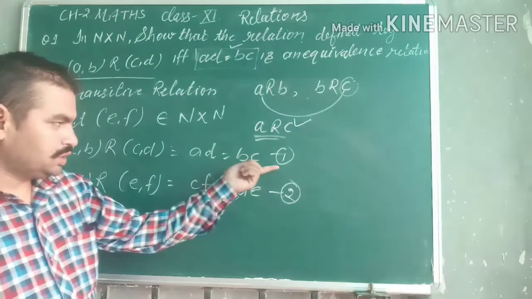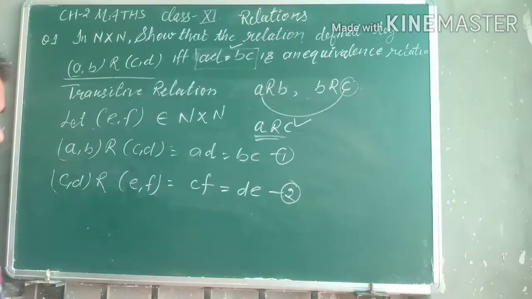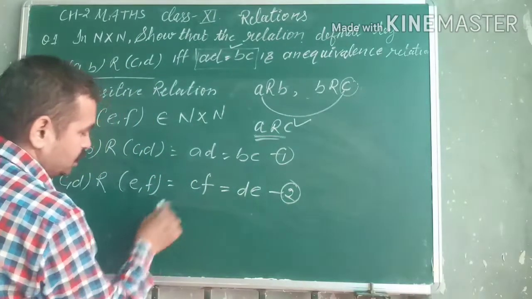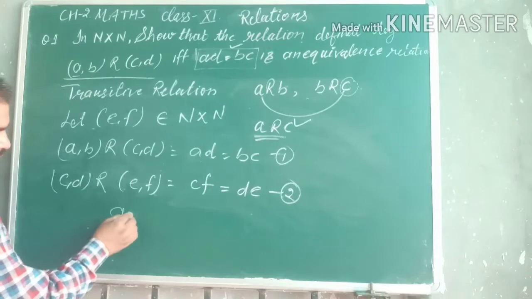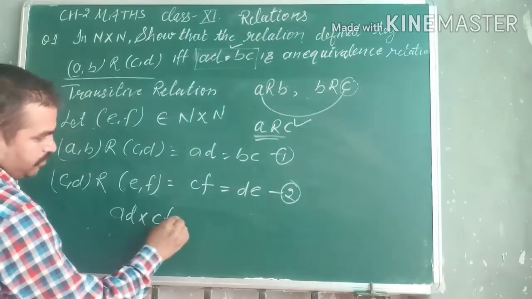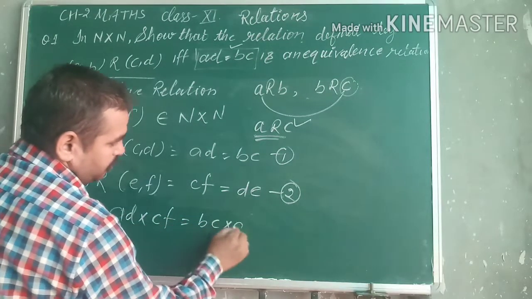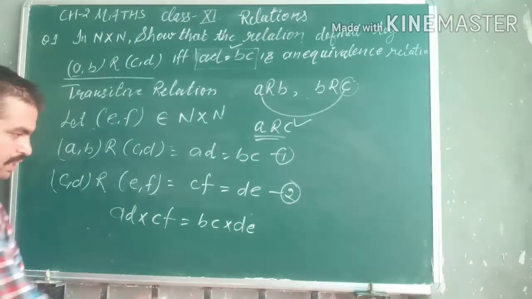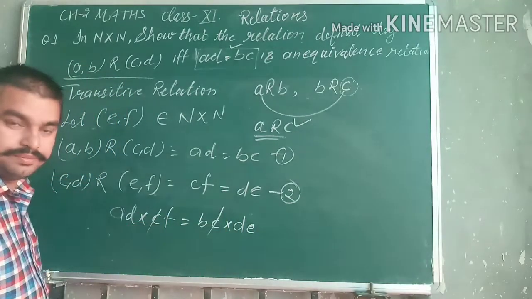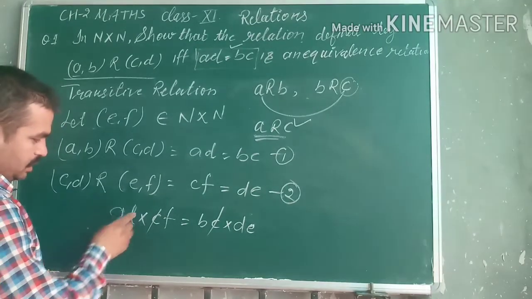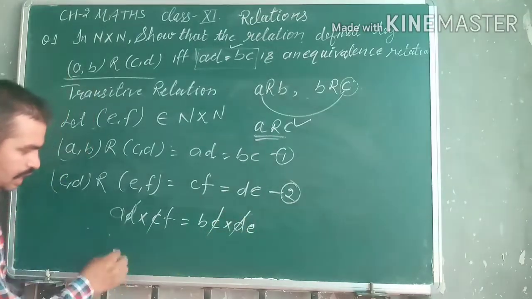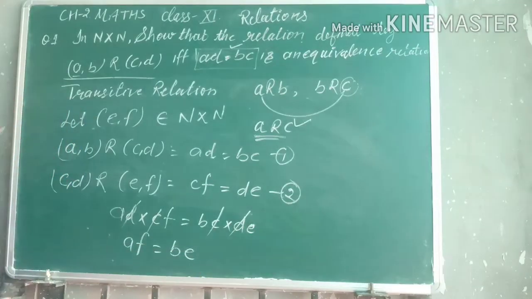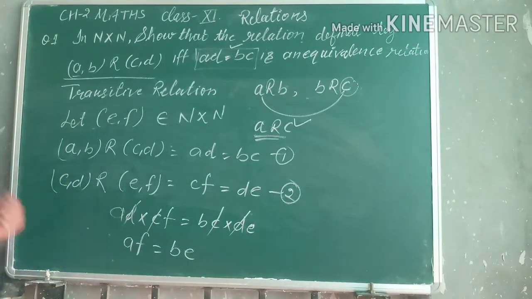Now multiply equation number 1 and 2. If we multiply equation number 1 and 2, so AD multiply CF is equal to BC multiply DE. Then C is cancelled out with C, and D is cancelled out with D. What is left here? AF is equal to BE.